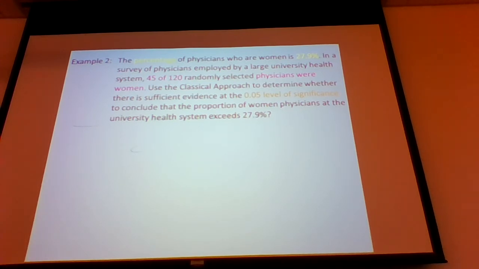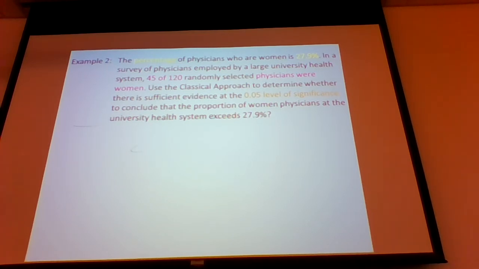The percentage of physicians who are women is 27.9%. So right away, you know your hypothesis testing is with a P, because you're given a percentage. Now here's a sample, so that's what you want to look for. In a survey, physicians employed by a large university's health system had 45 out of 120 randomly selected physicians who were women.